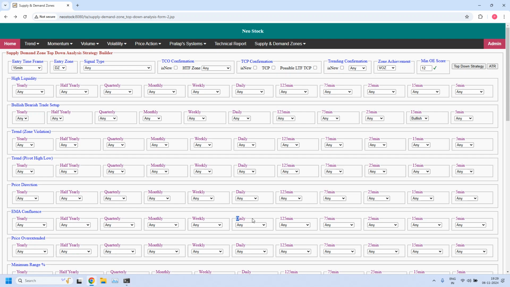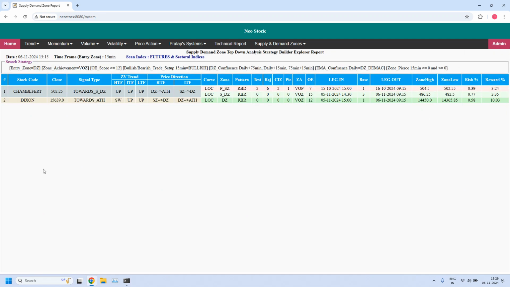Let's verify. In the daily time frame, daily demand zone with daily EMA confluence. We got 2 stocks. These 2 stocks are even more high probability setup supported stocks, because these daily demand zones are having daily EMA confluence. But these zones are 15 minute zones. The 15 minute zone is part of the 75. Both together are part of the daily zone. That daily zone is having daily EMA confluence. Our entry zone is the 15 minutes demand zone, but it is part of 75 and again part of daily zones, and also having daily EMA confluence.